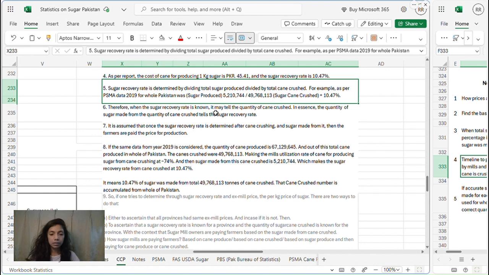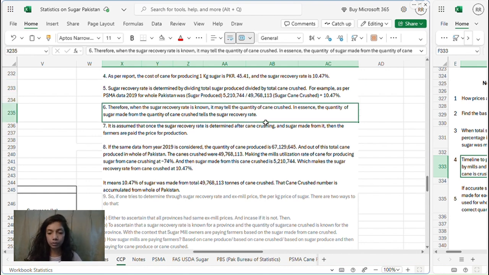So this is one of the ways to find out how much sugar is made from the cane. Therefore, when the sugar recovery rate is known, it may tell the quantity of cane crushed. In essence, the quantity of sugar made from the quantity of cane crushed tells the sugar recovery rate. Now it says when you know the sugar recovery rate, you can find out the quantity of cane crushed for that year by that mill, because it becomes easy to calculate when you have the known number, and then you can derive the other one.